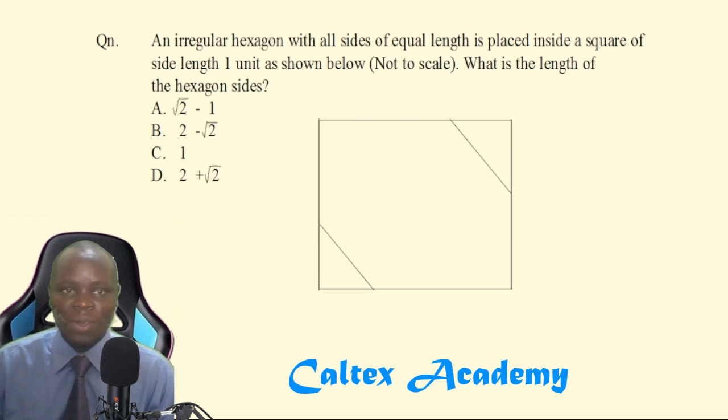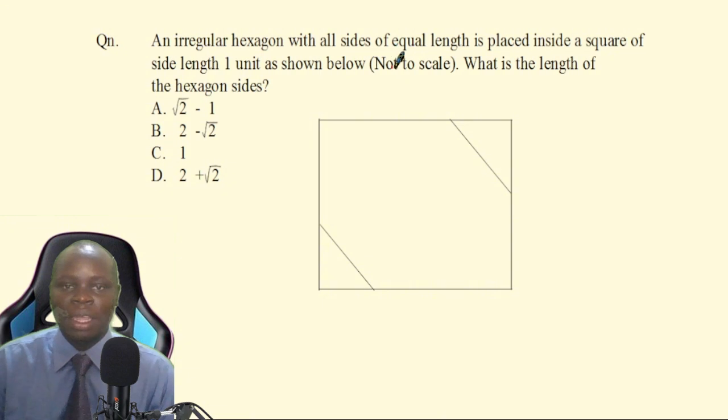So today we're looking at this question that says: an irregular hexagon with all sides of equal length is placed inside a square of side length 1 unit, as shown below. And remember, it's not to scale. What is the length of the hexagon sides?